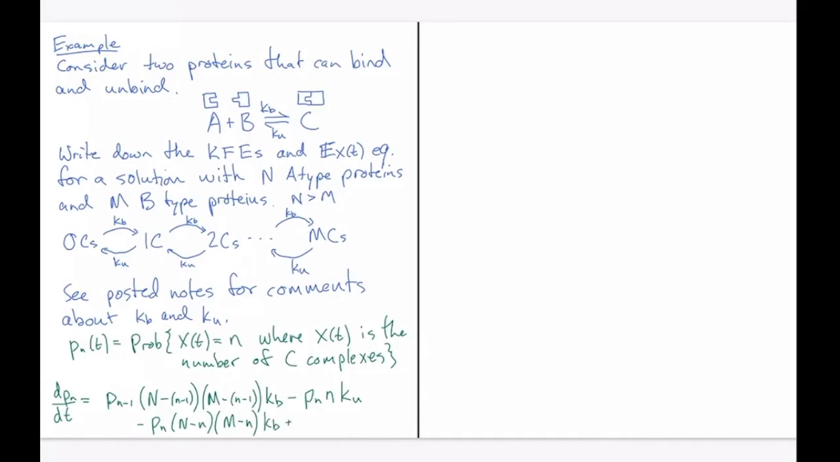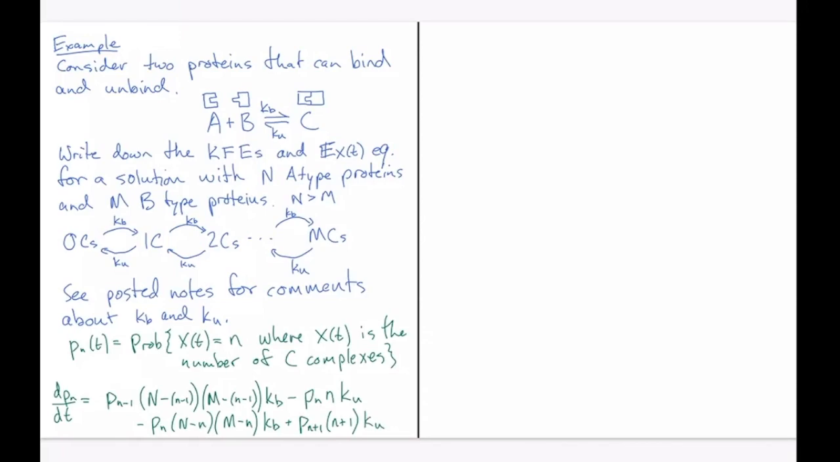And finally, we have the possibility that we had n plus 1 complexes, and one of them fell apart. Well, if there's n plus 1 of them, then we have n plus 1 different ways for them to fall apart, and they do so with a rate Ku.